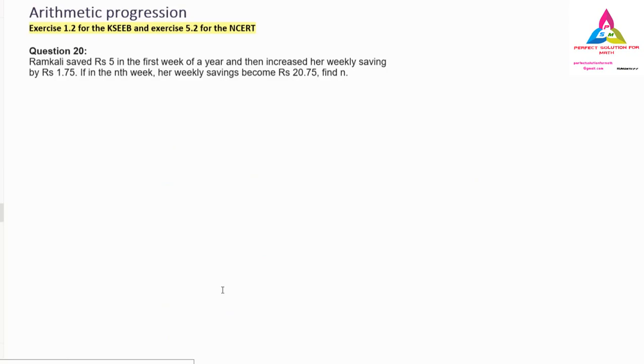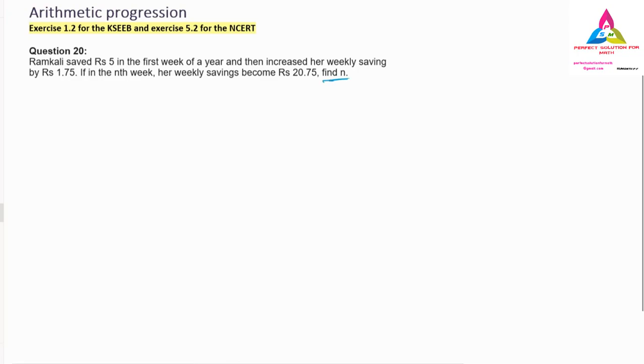Coming to question number 20, here they have given the question. Ramkali saved rupees 5 in the first week of the year, and then increased her weekly saving by rupees 1.75. If in the nth week her weekly savings become rupees 20.75, find n. Here the thing is direct, because they have given directly what you have to find. So directly they have told us to find the n value.